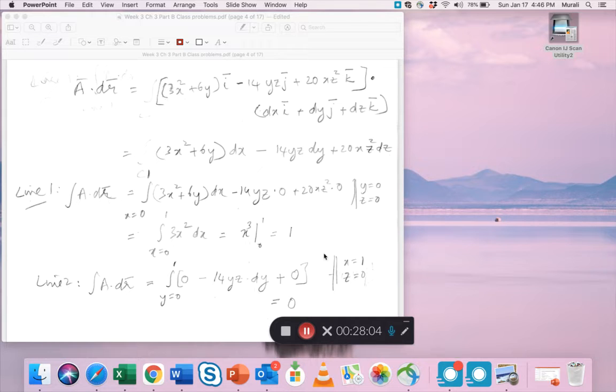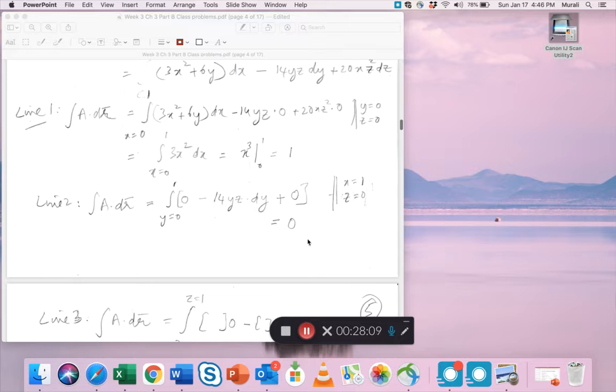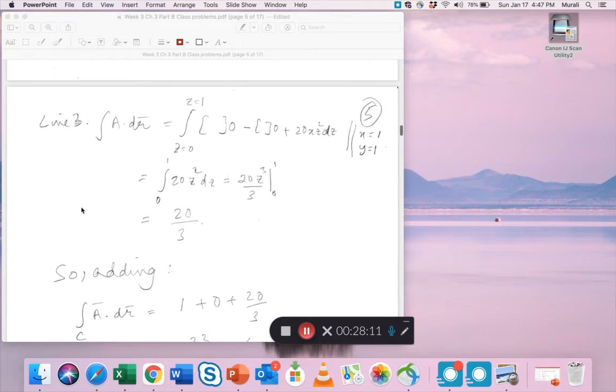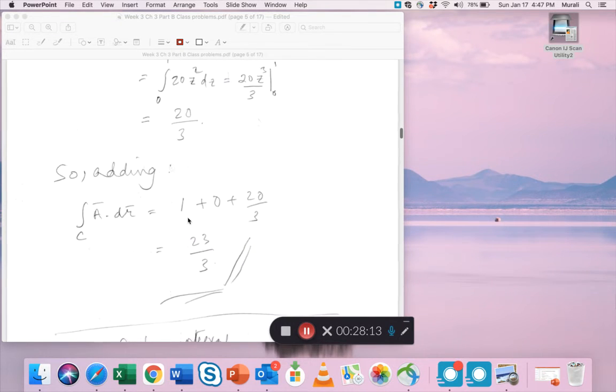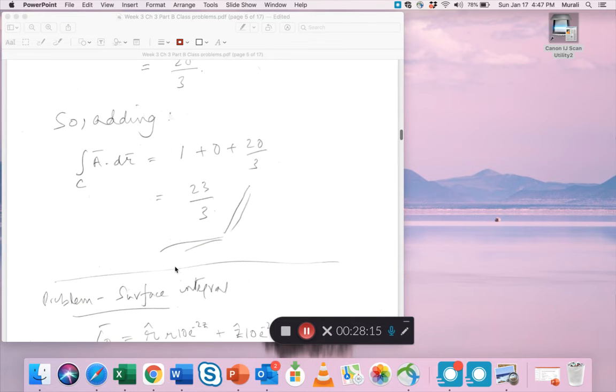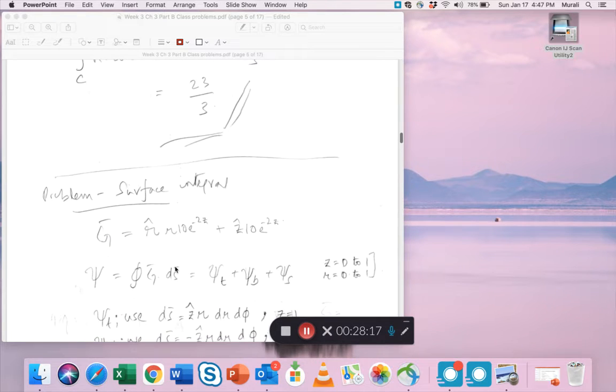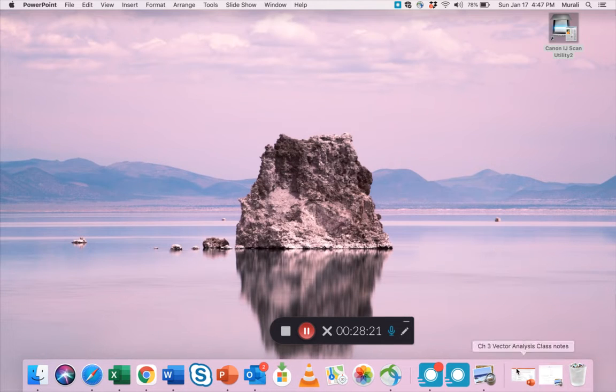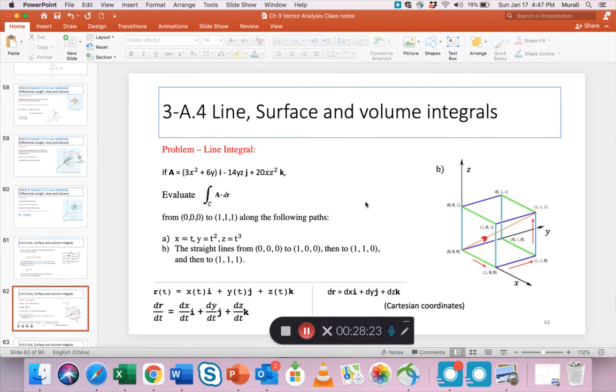So for line 1, you apply these limits, you get the integral to be 1. Line 2, you get to be 0. Line 3, you get to be 20 by 3. So adding, you get 23 by 3. Okay, so I hope this helps. Take a few minutes to understand how this is done, and if you have any questions, let me know.